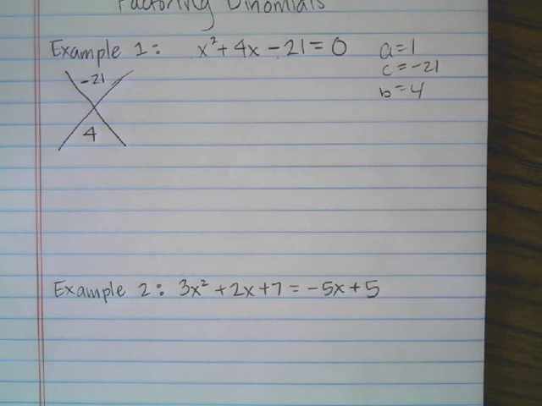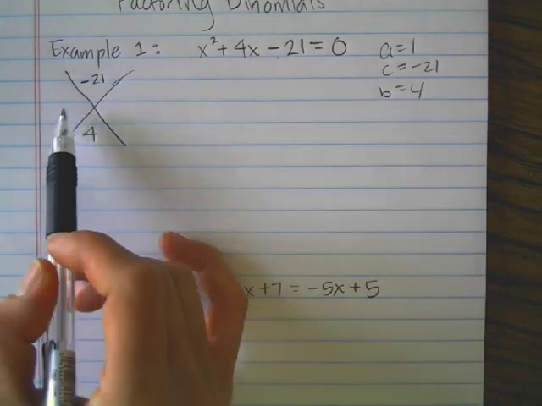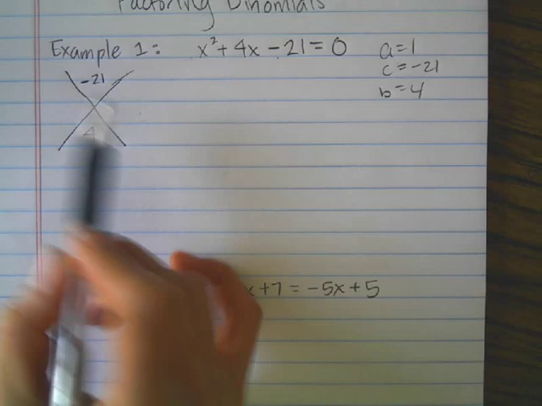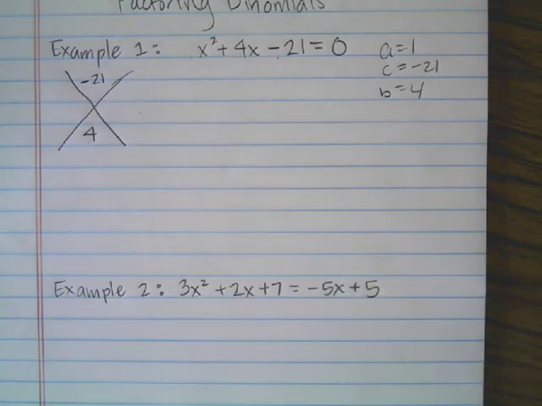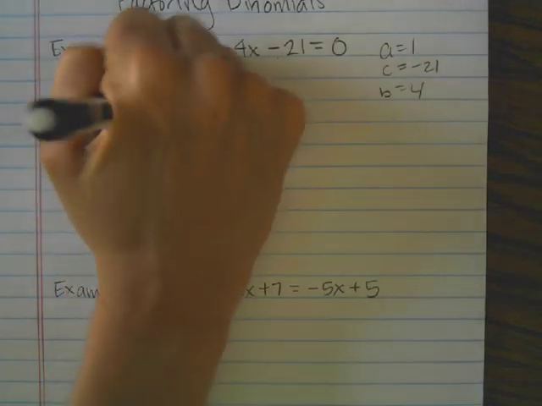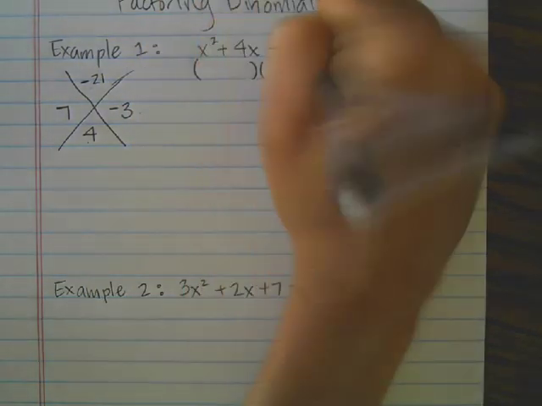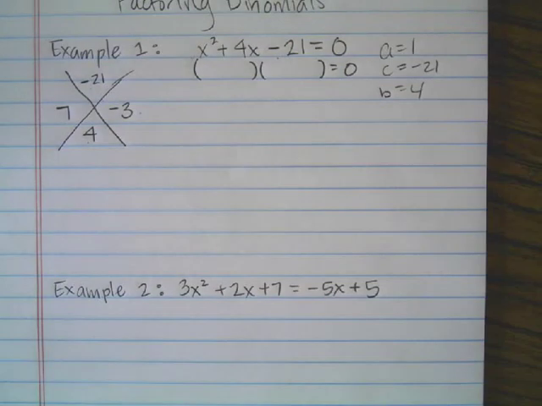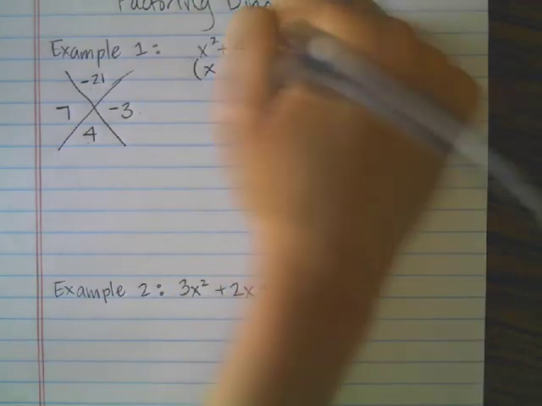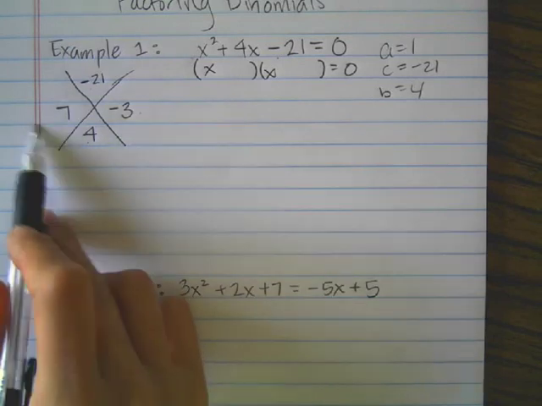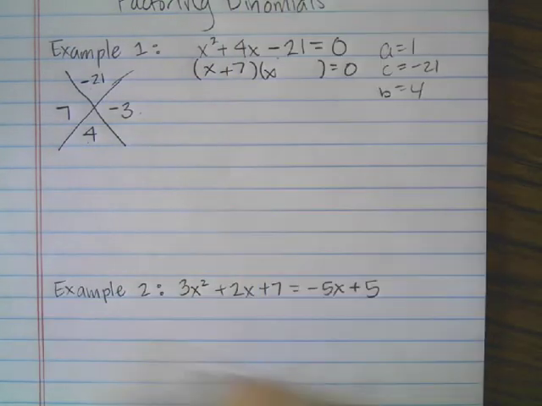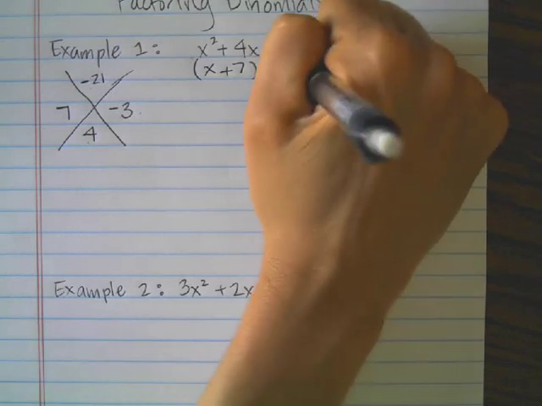Now we find two numbers, so we fill this in. We find two numbers here that multiply to negative 21 and add to 4. So two numbers that multiply to negative 21 and add to 4 are 7 and negative 3. And in the case where there's no leading coefficient, it's really easy. We can just factor it by having two parentheses, and we say X and X, and then right here it's 7, so just plus 7, and right here minus 3, so minus 3.